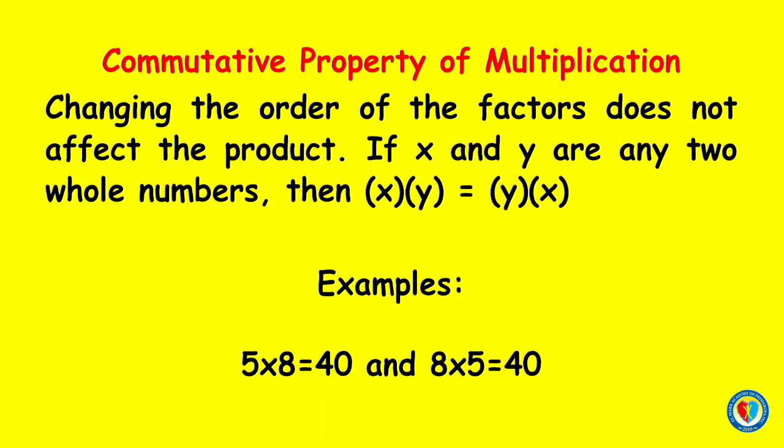Next, the commutative property of multiplication. It means that changing the order of the factors does not affect the product. If x and y are any two whole numbers, then x times y is equal to y times x. Examples: 5 times 8 equals 40, and 8 times 5 is also 40.